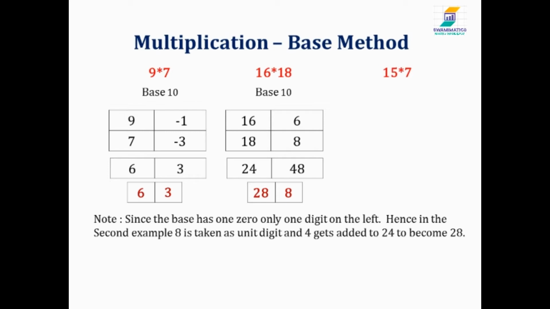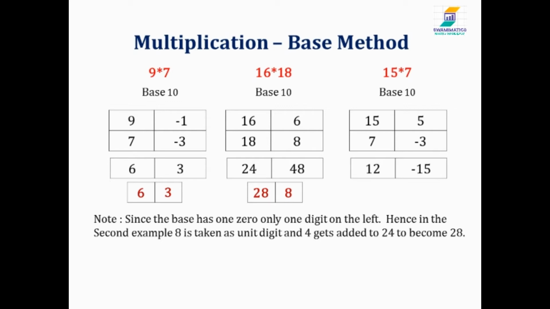Right. Take one more example. Now, when you look at the numbers given here, one number is above the base and one number is below the base. Right? Okay. Now, 15 is 5 more than 10, whereas 7 is 3 less than 10. Now, what do we do when we do the cross operation? 15 minus 3 is 12, or 7 plus 5 is also 12. And 5 into minus 3 is minus 15.